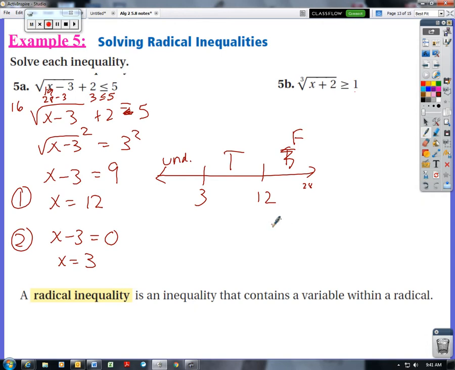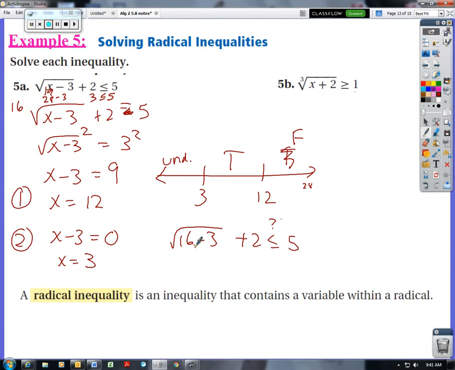I'm a little curious if I made a mistake here. Let me try 16 again. This is 16 minus 3. That's 13. Yeah, what was I thinking? I have no idea what I was thinking.